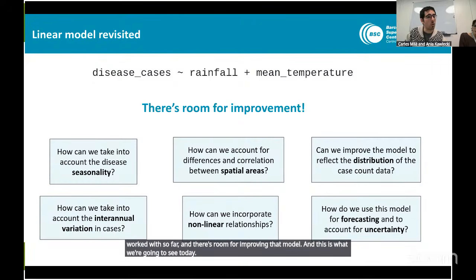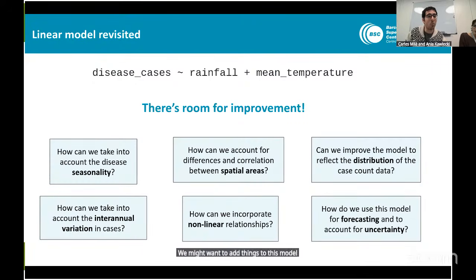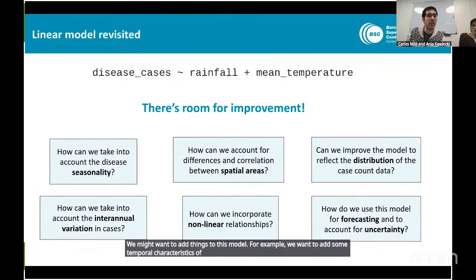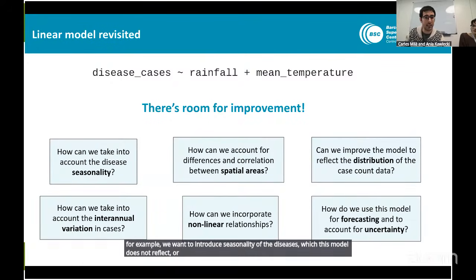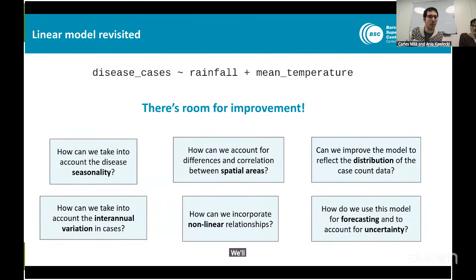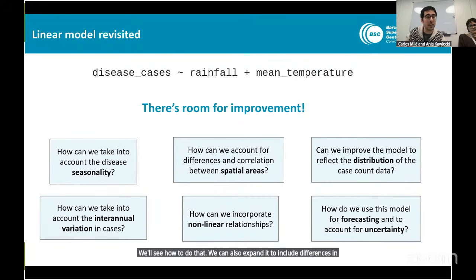We might want to add things to this model. For example, we want to add some temporal characteristics of our disease data. For example, we want to introduce seasonality of the diseases, which this model does not reflect, or interannual variation in cases. We'll see how to do that. We can also expand it to include differences in spatial units and then also correlation between spatial units, which this model is not doing at the moment. So we'll also see ways on how we can do that.